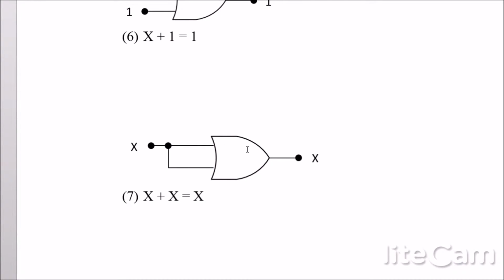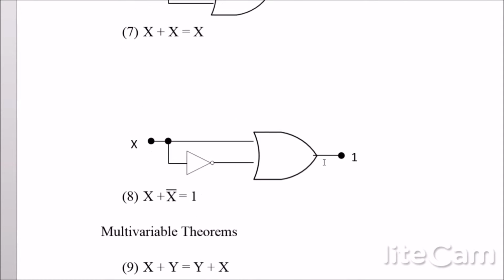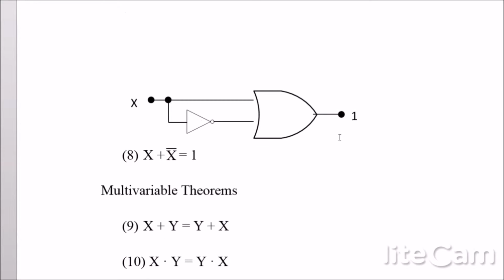For this OR diagram, both the inputs are x and the output is also x. For the eighth diagram, the first input is x, the second input is not x, and the output is 1.